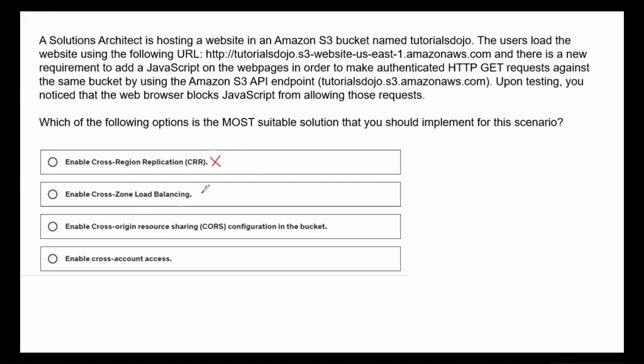This is also wrong because this is something to do with the load balancers, right? Then we have enabling the cross-origin resource sharing. That is a CORS configuration in the bucket, right? So basically, yes, this is the option that we need to enable. If you want the S3 bucket to accept requests from other domains, or if somebody from a different domain wants to access the object from your S3 bucket, this option has to be enabled, cross-origin resource sharing, right? So this is the correct answer. So enable cross-origin resource sharing configuration in the bucket.